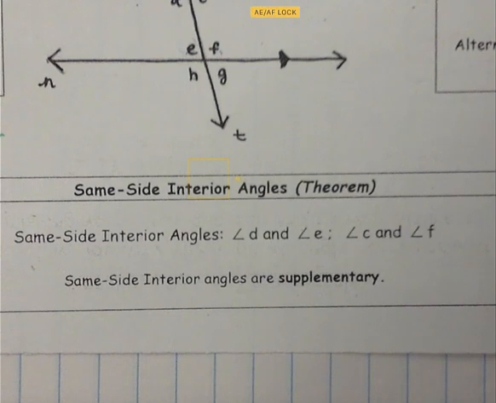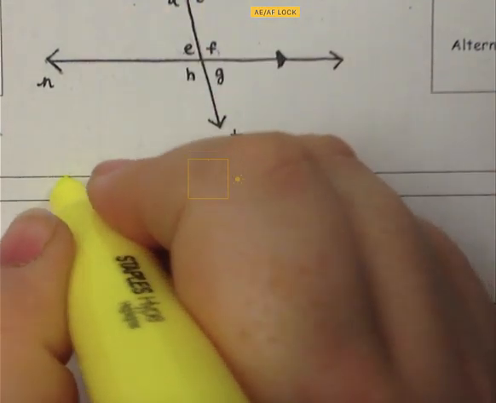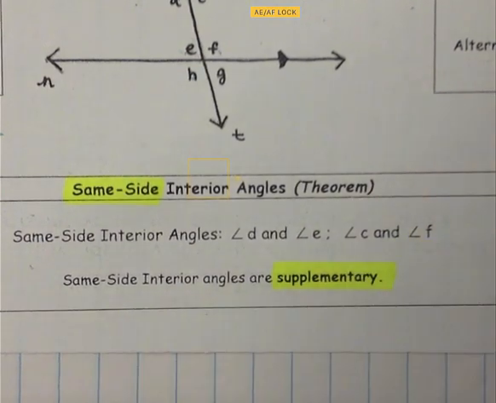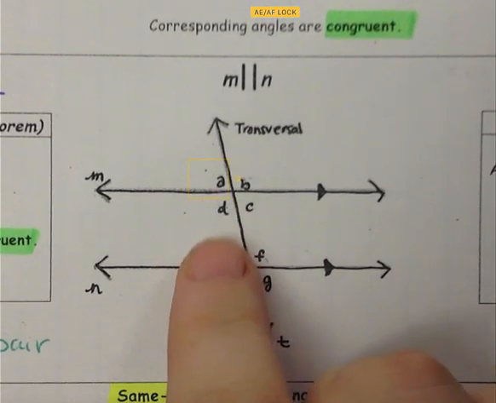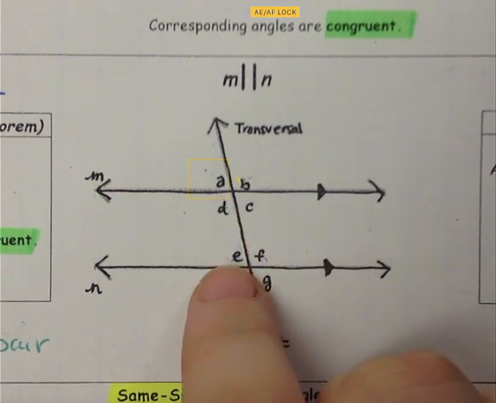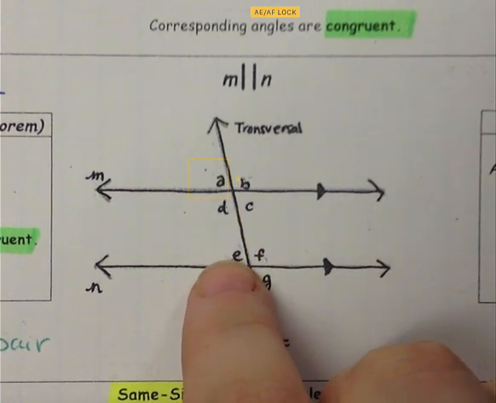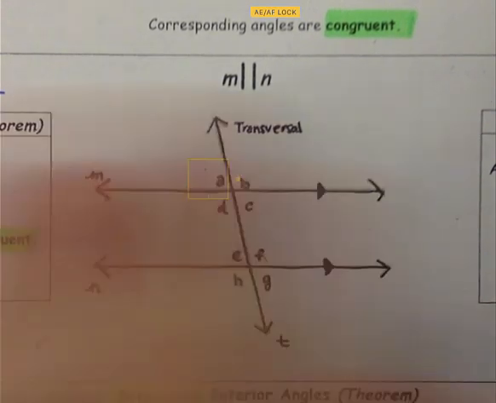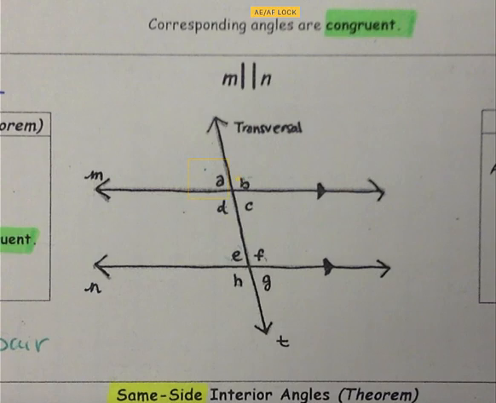Now, the numerical relationship, which is different, is that these are supplementary. When you have same side angles, they are actually supplementary. That's how we get the other values instead of them being congruent. So if angle D is 30 degrees, then angle E has to be 150 degrees. That's how we get our two angles. And then all of the angles are either 30 or 150.